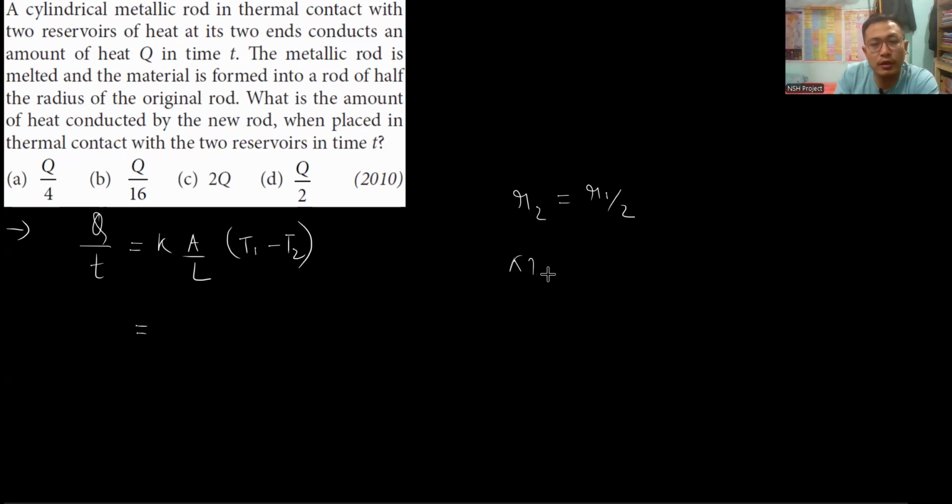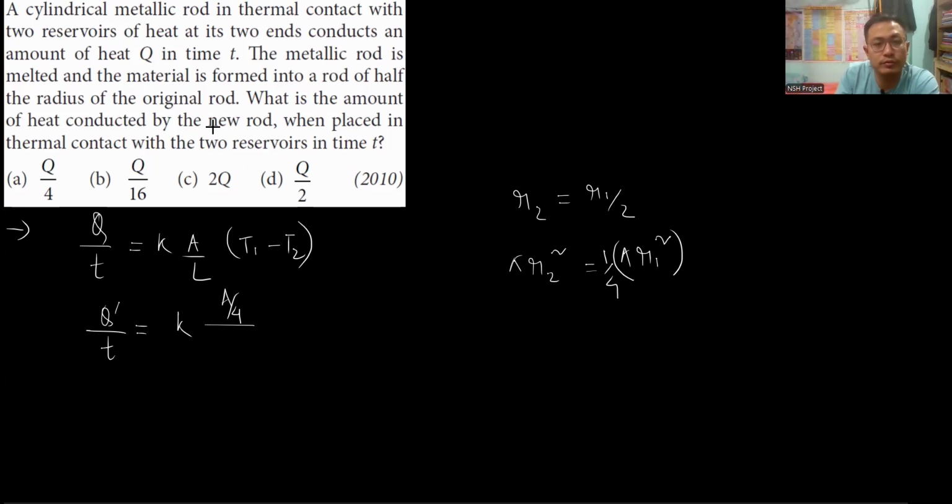So pi R2 square is equal to pi R1 square by 4. So the area becomes A by 4. K is the same, A by 4, and Q dash by t.